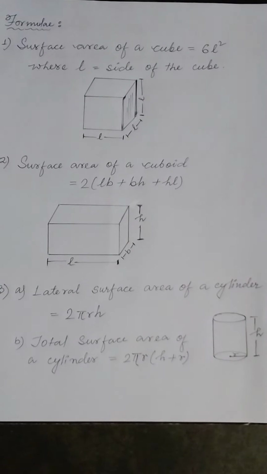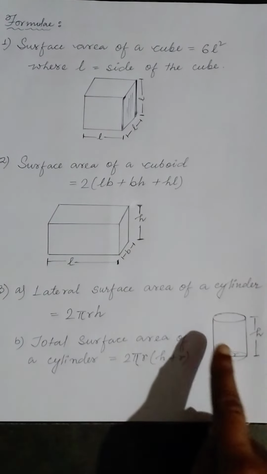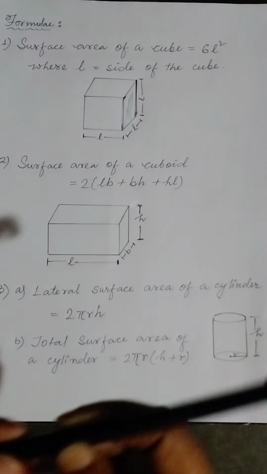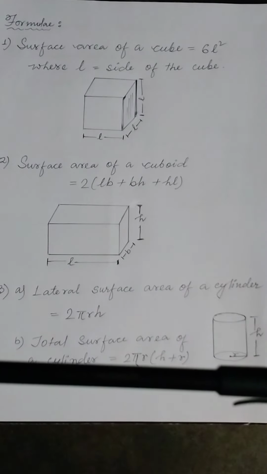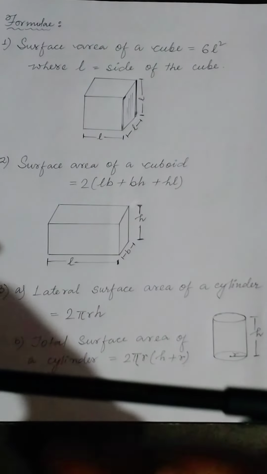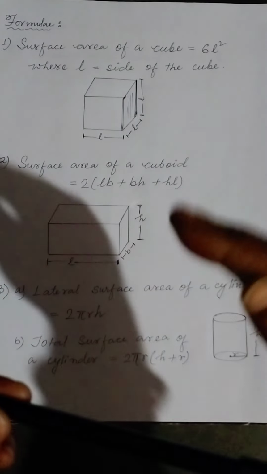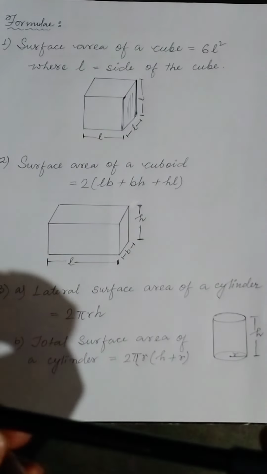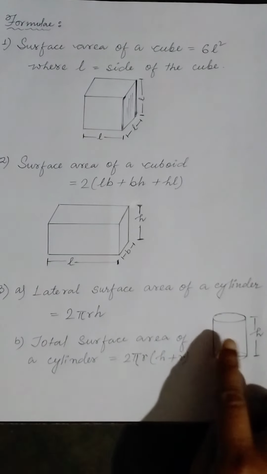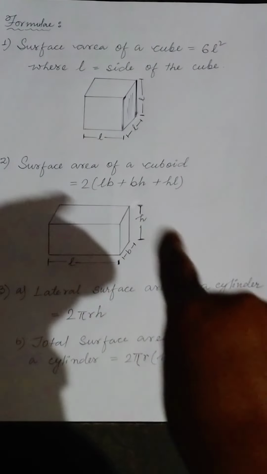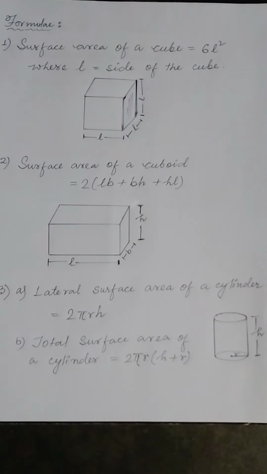Now, surface area in a cylinder: two surface areas are there. One is the lateral surface area. Lateral surface area means this. Suppose this pen itself is the cylinder. This is the lateral surface area. And total surface area means the lateral surface area plus the area of these two bases. Lateral surface area means this round surface area.